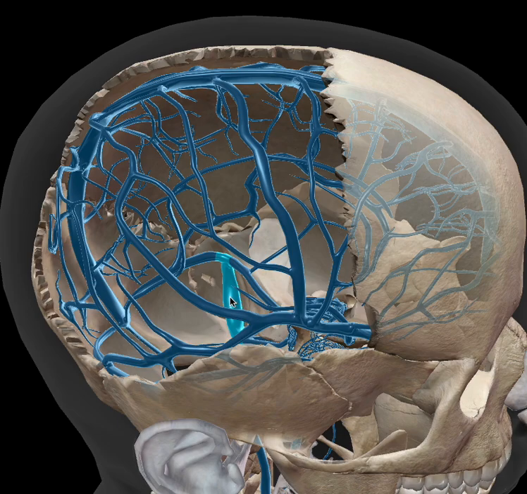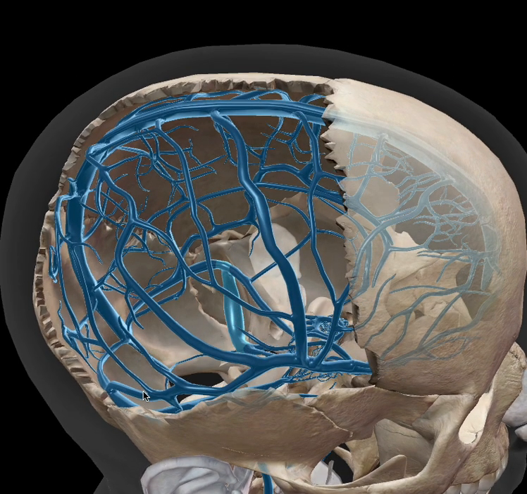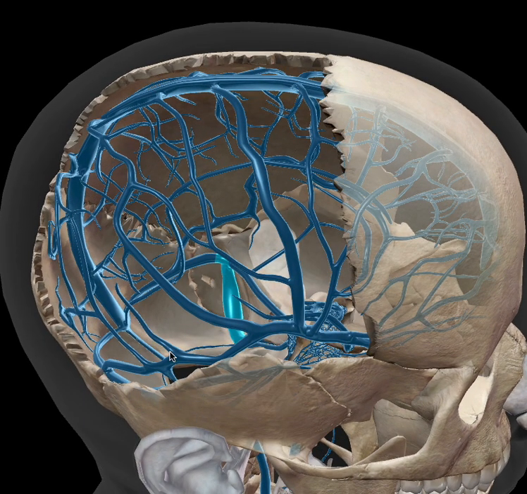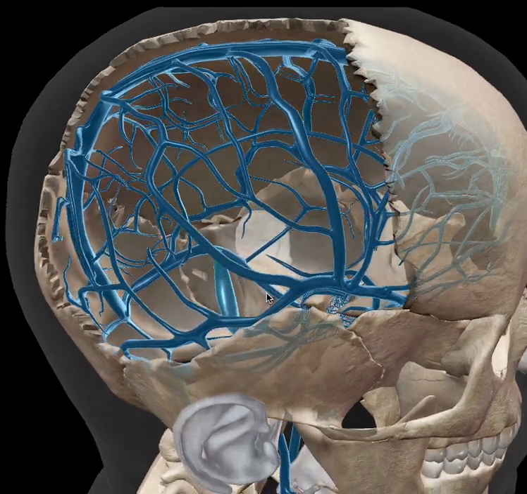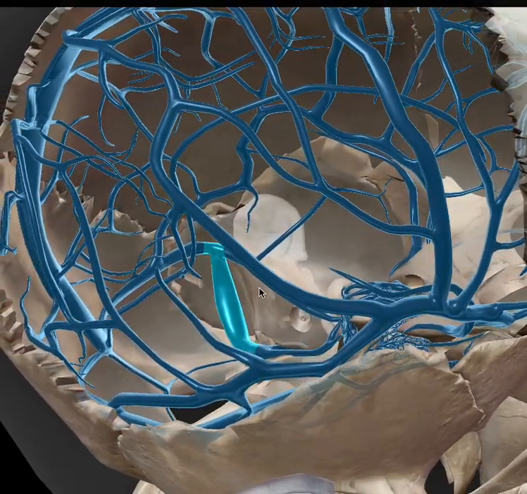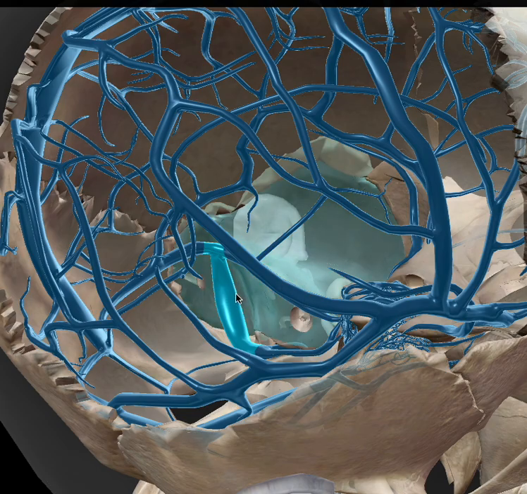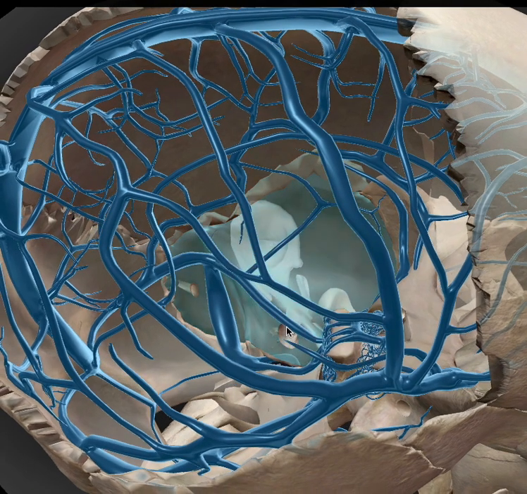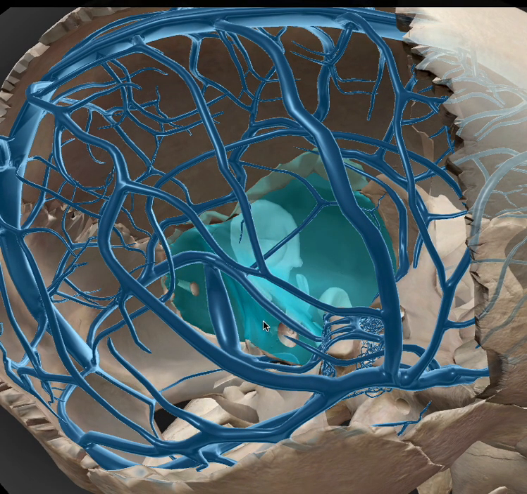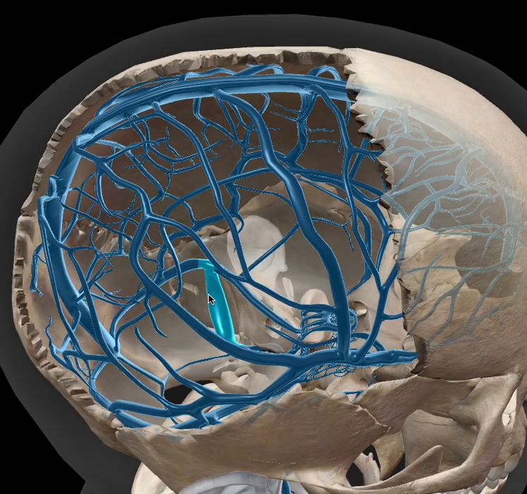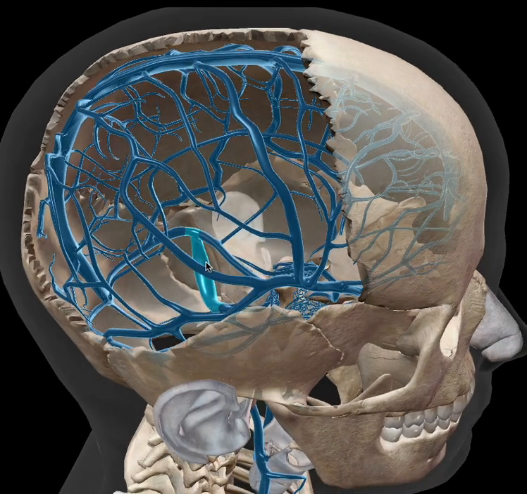sigmoid sinus. Okay, and again, I'm not going to show it on the right side, but know that it would also be over here on the right. So this is kind of in close proximity to our temporal bone. Okay, so this is our temporal bone here, highlighted in blue. This is the petrous region that I'm indicating right here. This is the petrous region. So in this area, we have our sigmoid sinus. So that term sigmoid is essentially meaning something that's kind of curved, bendy, think S-shaped. Okay, so we go from the transverse sinus, and that leads into the sigmoid sinus.